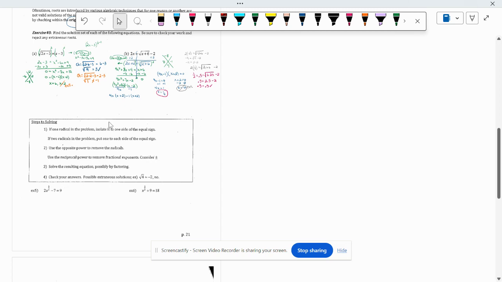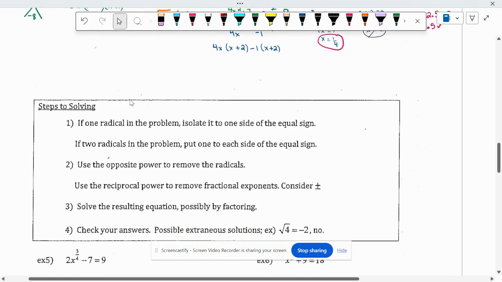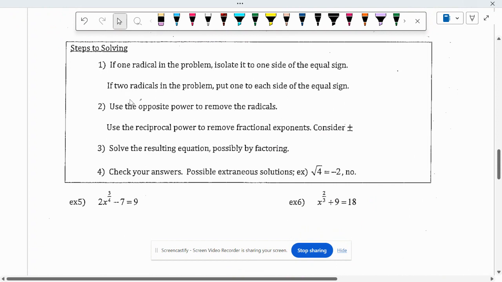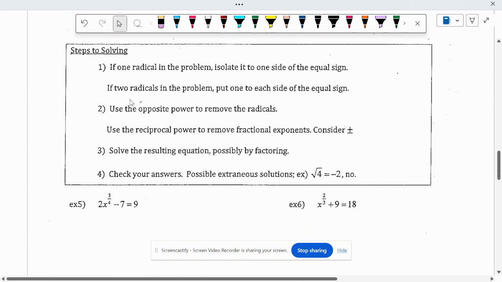All right. So this is going to be the second part of our lesson from yesterday. We're still solving square root and cube root functions, or radical functions, if you will, radical equations. So our next example, before we start, we're down at the bottom of page 21 in your notes.